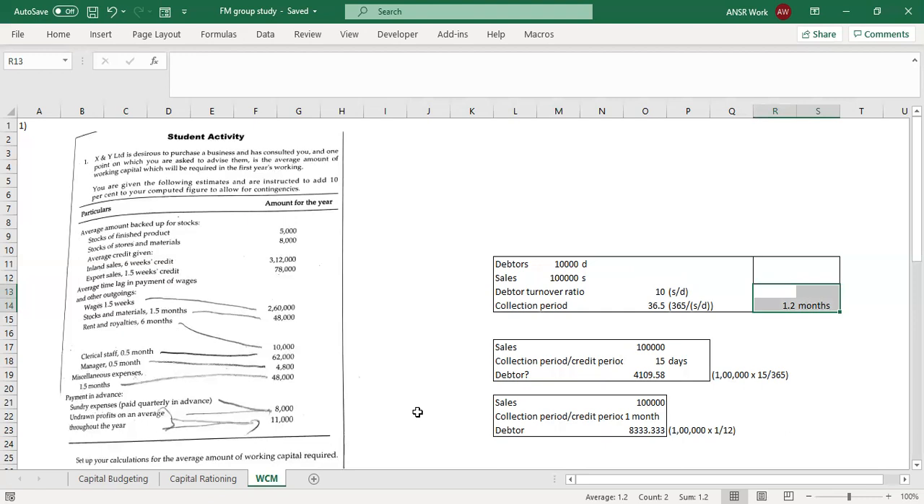Logically, if you calculate by weeks, by months, or by years, the answer is supposed to be the same only. It should not vary. However, there is a slight difference.